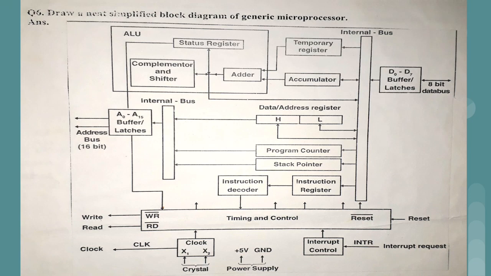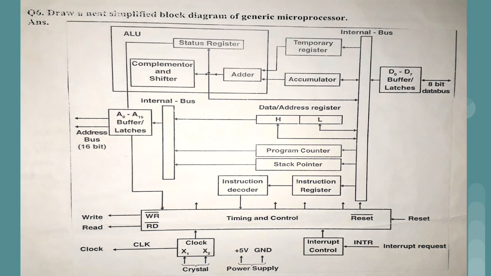So the same content is given here also. The same diagram is there, but some more components are added. In that diagram we did not have the data or address register, and the stack pointer was not there, so these two components are added. Again, to the temporary register and accumulator, the ALU is connected, but now they have given the elaborated ALU diagram. The ALU, that is the arithmetic and logic unit, consists of a status register, complementer, shifter and adder. These three components are part of the ALU, so they have shown it clearly. In place of the ALU they have shown the components of the ALU also.